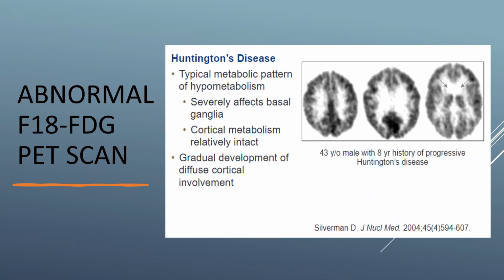This is an example of an abnormal study. This one is actually Huntington's disease. We can also image Huntington's with F-DOPA, so we will talk about that in a future lecture. But this is showing hypometabolism. Huntington's disease is a neurodegenerative disease. It's a progressive disease with no cure. And so the arrows there are pointing to areas that are hypometabolized or have decreased uptake.